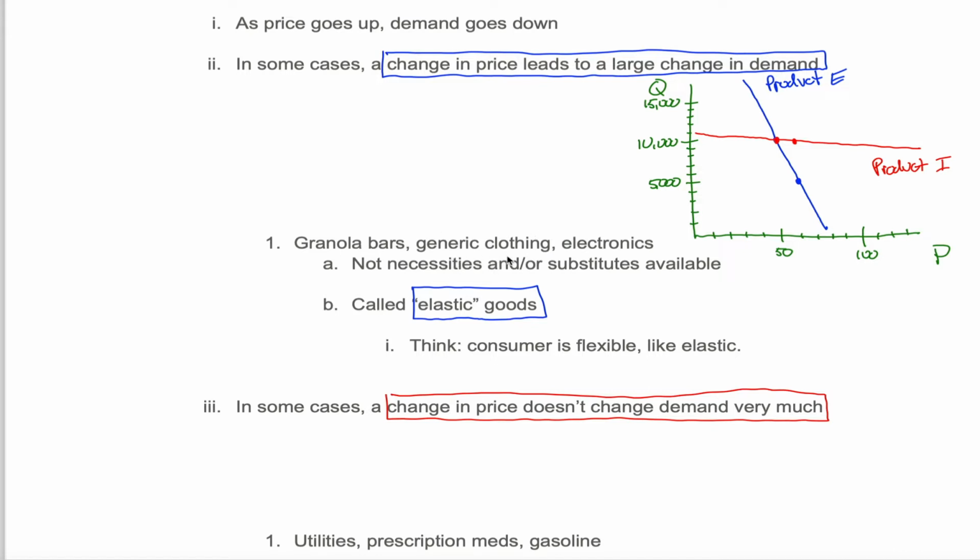Similarly, like generic clothing, if you're not super into name brands and you're trying to buy a hoodie, you go to the store and they have two different hoodies there that are more or less the same, you're probably just going to get the one that's cheaper.